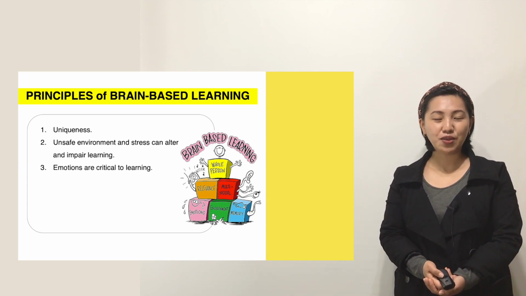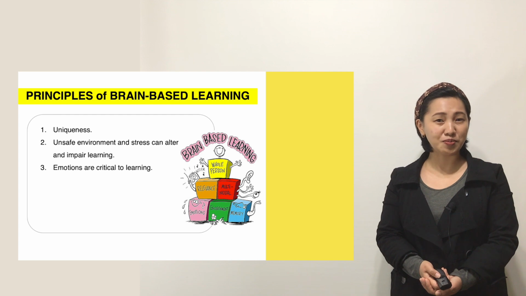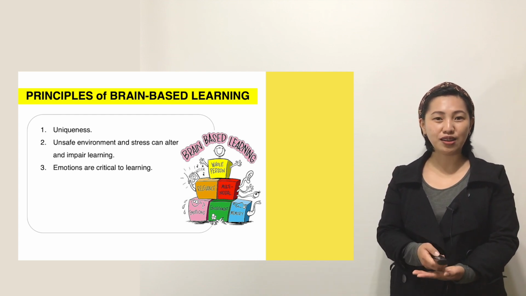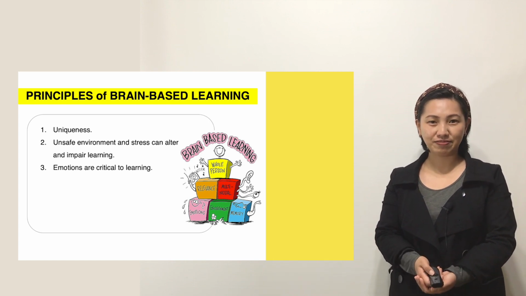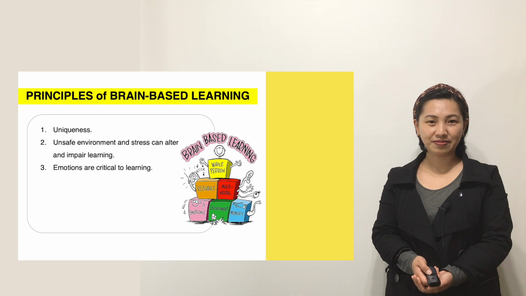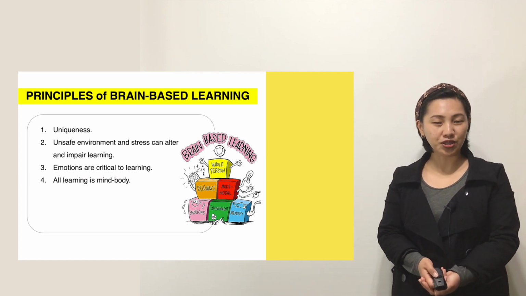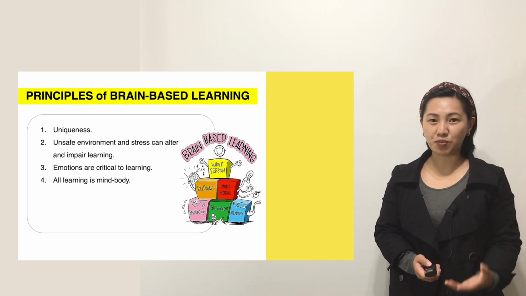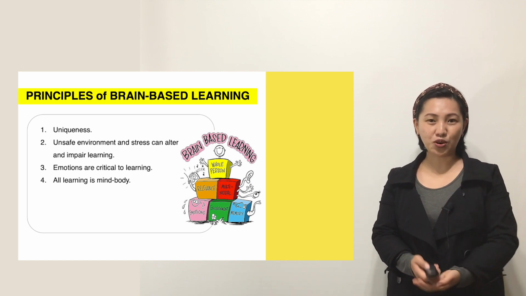Third, emotions are critical to learning. The more highly emotional or emotionally invested we are in that information, the longer we can remember it. Fourth, all learning is mind-body. As we said, whatever is going on in our brain affects our body, and what goes on with our body also affects our brain.